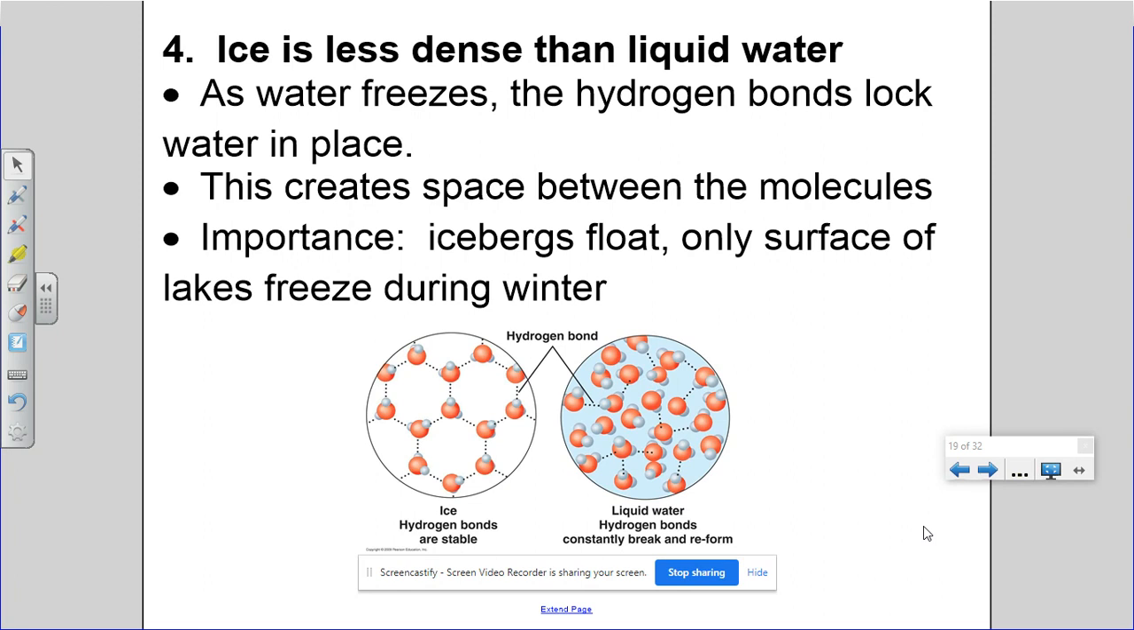Other than ice floating in your beverage, this is important because icebergs float in the water. Also, this doesn't happen in South Georgia, but if you were to go farther north, you would notice that only the surface of a lake freezes during the winter. This allows life to continue underneath the ice, and it also sort of insulates the water so fish and such can still survive. Please pause this video and draw a diagram of how water floats.